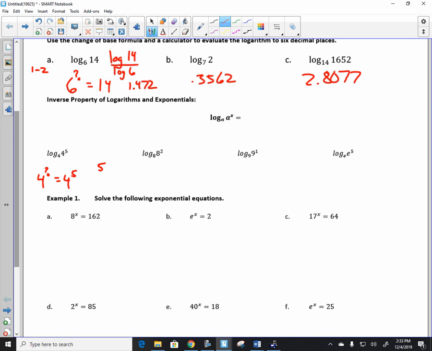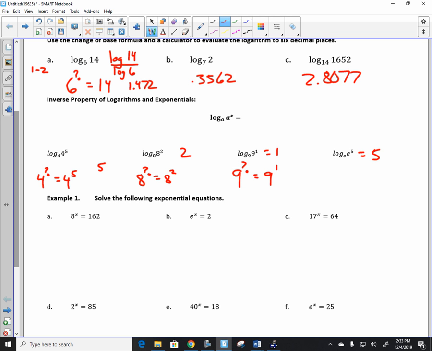Log base 8 of 8 squared. That means 8 to what power is 8 squared? Log base 9 of 9 to the 1. That means 9 to what power is 9 to the 1? Everybody agree this is 5?